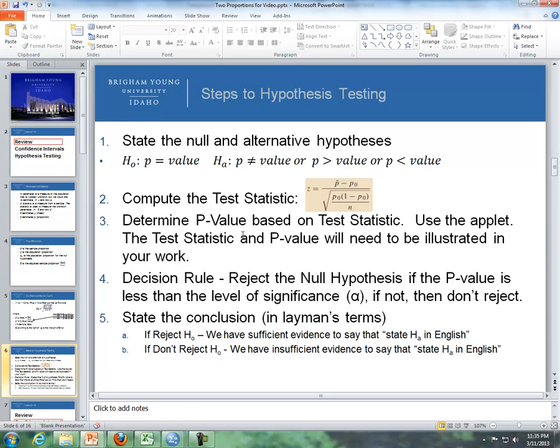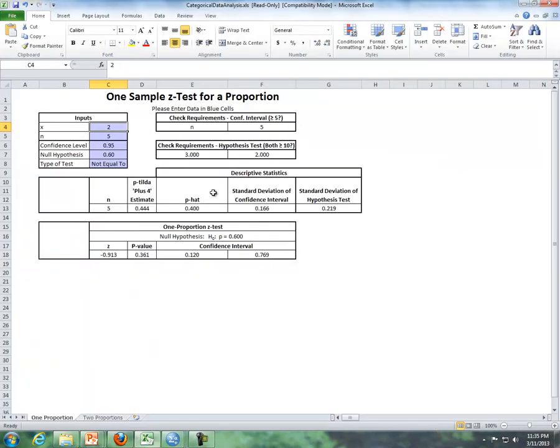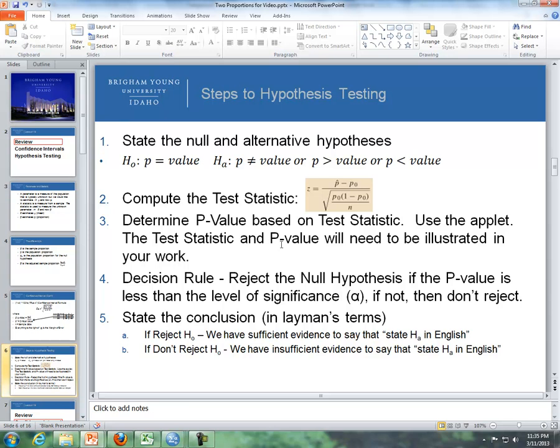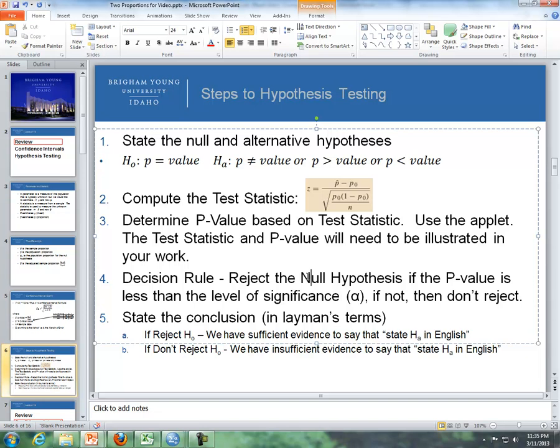Then from there we get the p-value, and we can use the applet, or we could use the Excel tool to get our test statistic as well as our p-value. But the last two steps are the same two steps that you've seen before. We reject the null if our p-value is less than the level of significance, and if not, then we don't reject. Then we state our conclusions based on what we did on the previous step, and we state the conclusions using the alternative hypothesis. In the second to last step, we state based off the null hypothesis.